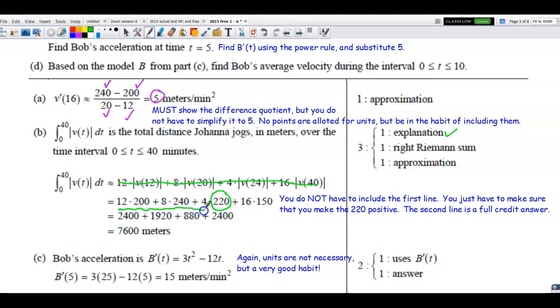And you may leave your answer just like that. There's no need to do any arithmetic or simplification. Notice they included the meters again, but if you have it in your explanation, which you should, you certainly don't have to record it again. You get 1 point for showing the right sum, and you get 1 point for the approximation, and both points can be earned right here.